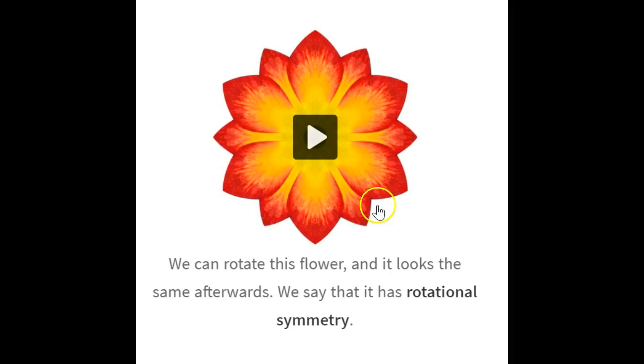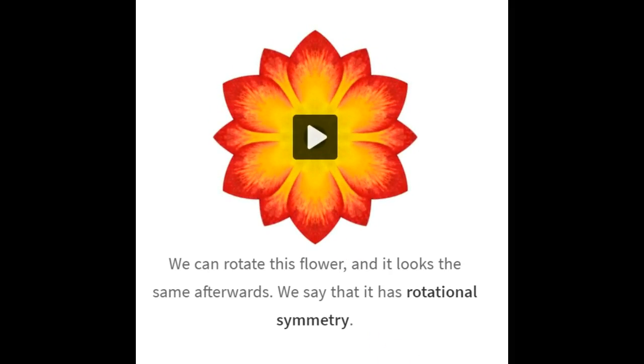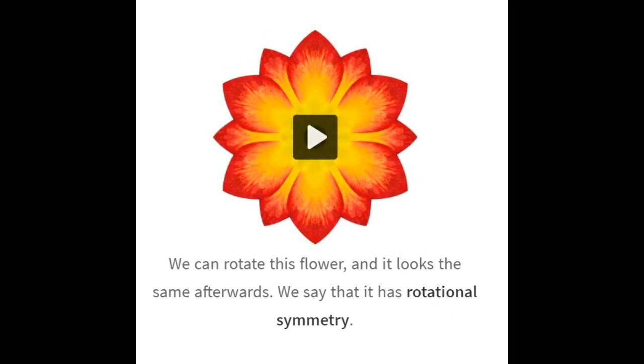So in our example, we're looking at an image of a flower, and when we play, it has rotational symmetry because we rotated it just slightly and the image mapped right onto itself. Let's look at that again. So this image has rotational symmetry.